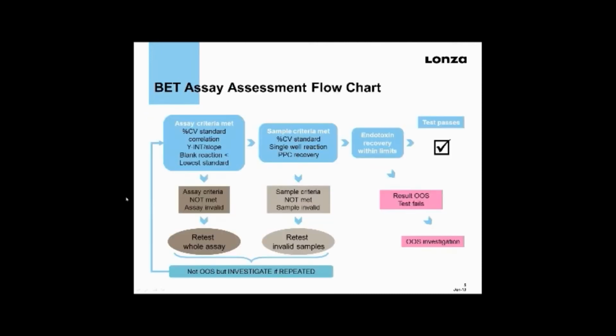So the first thing we need to establish is, are the assay criteria met? A number of the parameters that Karen described, things like the correlation coefficient, y-intercept, did the blanks react below the lower standard, etc. If any of those parameters are out of specification as far as the assay criteria, then basically we're looking at the opportunity, provided we've retained the dilutions and samples, for retesting the assay, because the assay itself has failed.